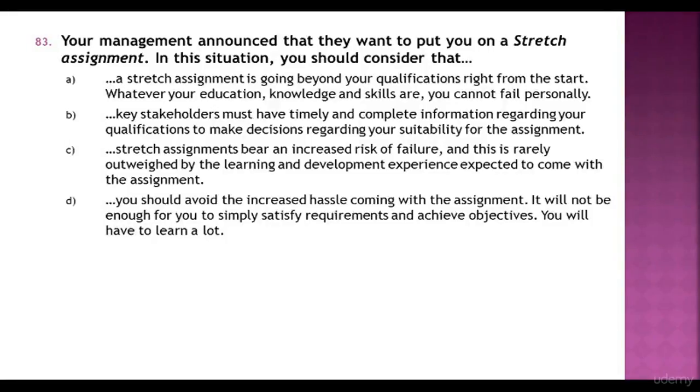Stretch assignments bear an increased risk of failure, and this is rarely outweighed by the learning and development experience expected to come with the assignment. You should avoid the increased hassle coming with the assignment. It will not be enough for you to simply satisfy requirements and achieve objectives. You will have to learn a lot.